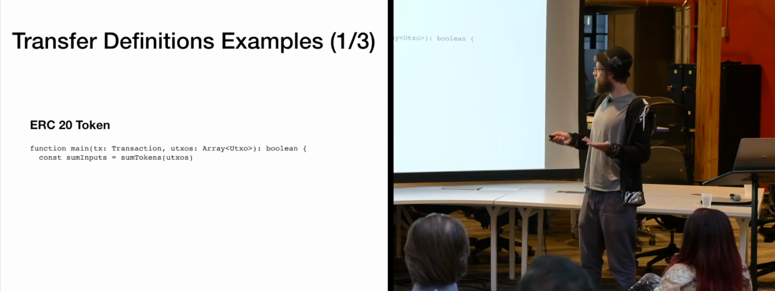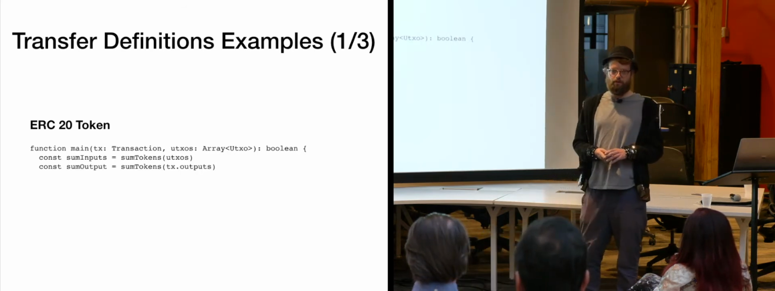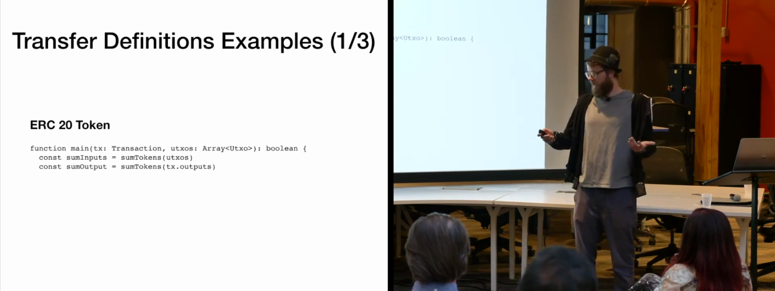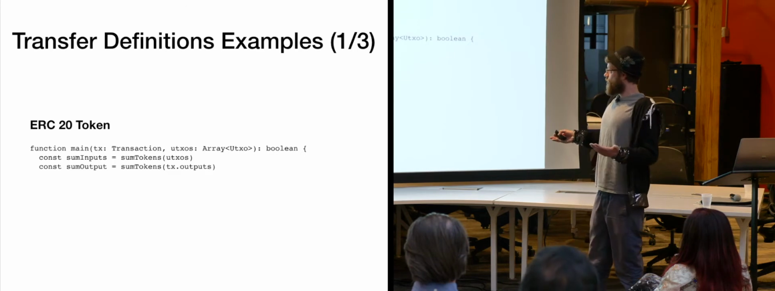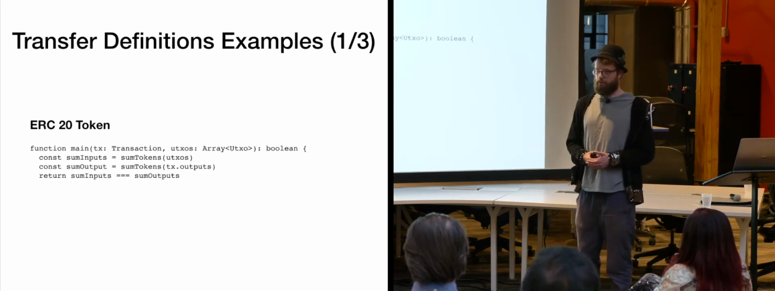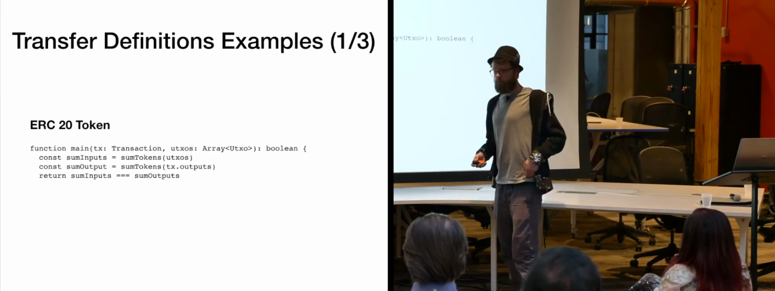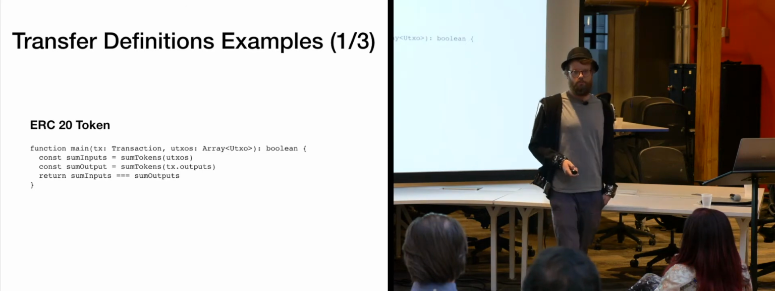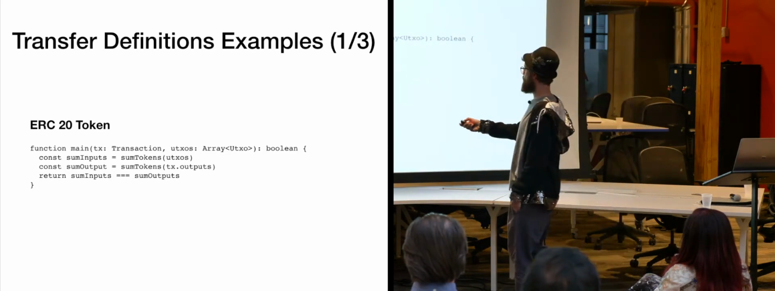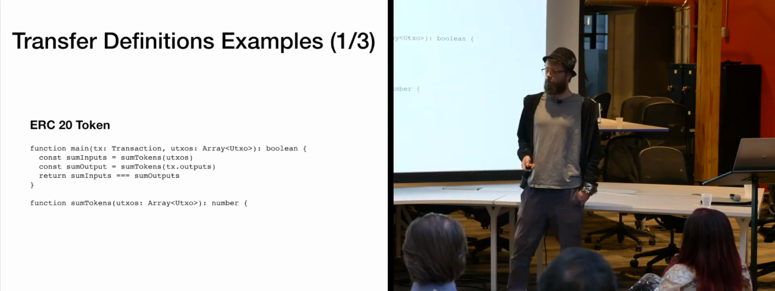And then you write a very similar function. We just iterate over the outputs of the transaction you got as input, and you compute the number of tokens that are created. Then you return a Boolean: that these are the same numbers, or one should be smaller than the other, whatever. So this is a very, very simple way to define an ERC20 token in Bitcoin. And then of course you have to implement your sum inputs and sum tokens functions. I'm just going to leave this as a placeholder.